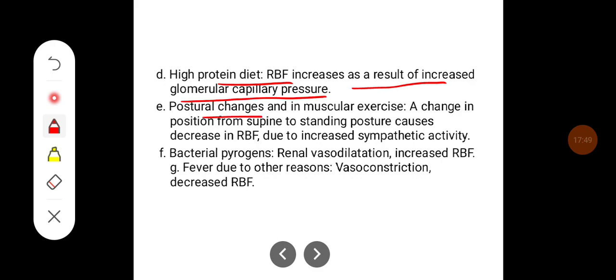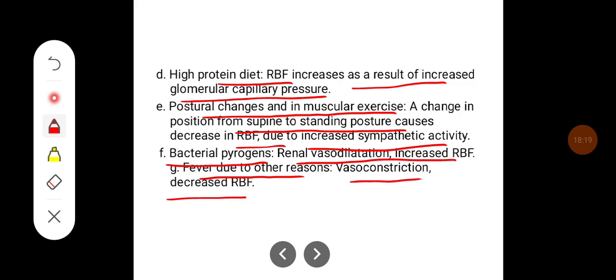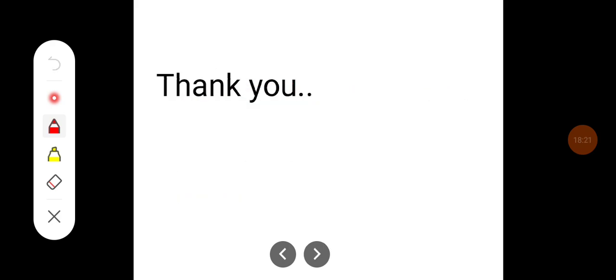There are some postural changes and muscular exercise, where a change in position from supine to standing posture causes a decrease in renal blood flow, which can be due to the increased sympathetic activity. Then infections can cause renal vasodilatation and increase the renal blood flow, and maybe fever and other reasons, which can lead to vasoconstriction and reduced blood flow.